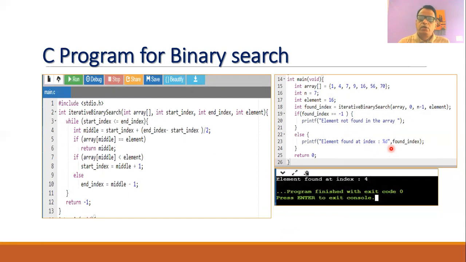So when you execute this program by using any online C compiler, one can easily find that you will get the message that the element is found at index 4, because we are searching for the value 16, and this 16 is available at index 4.